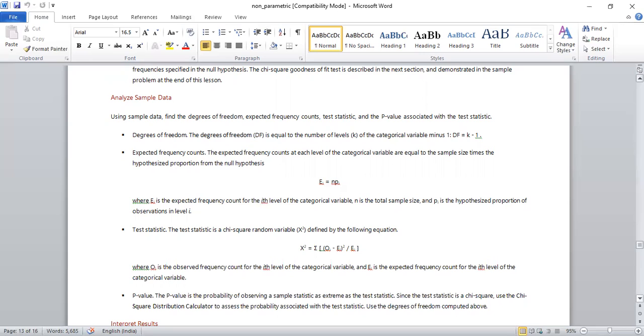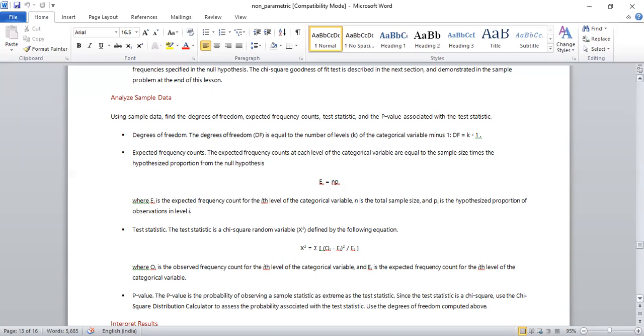Now expected frequency counts. The expected frequency counts at each level of the categorical variable are equal to the sample size times the hypothesized proportion from the null hypothesis. So Ei equals n times pi, where Ei is the expected frequency count for the ith level of the categorical variable, n is the total sample size, and pi is the hypothesized proportion of observations in level i.